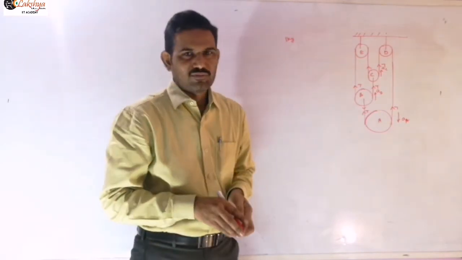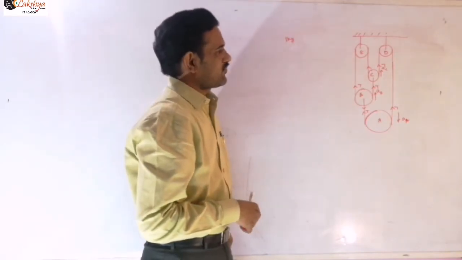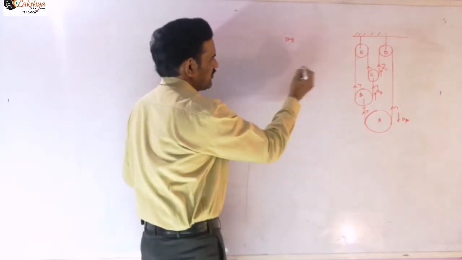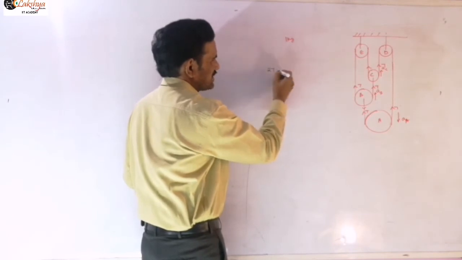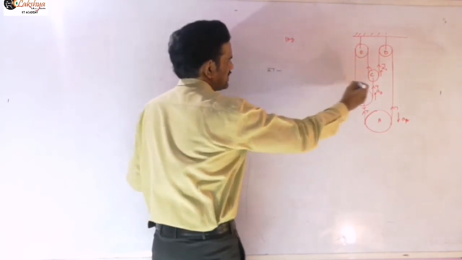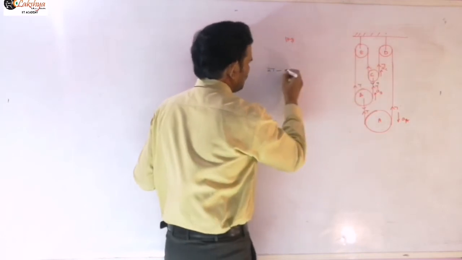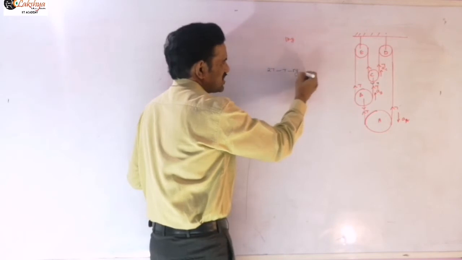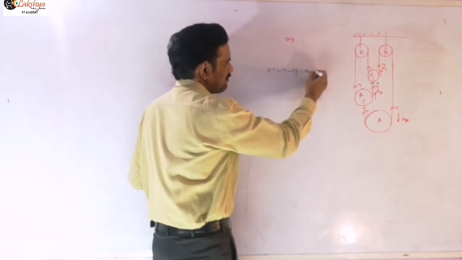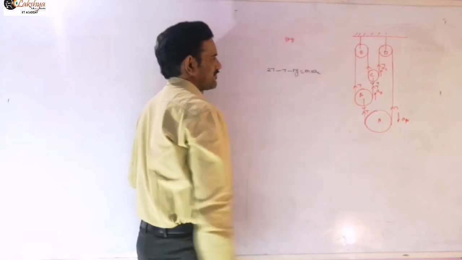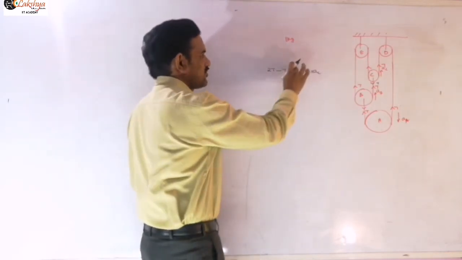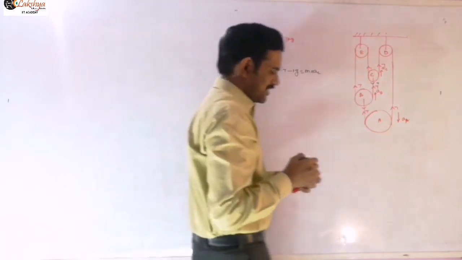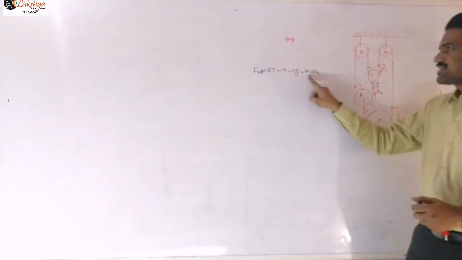Like our previous problem, if you are taking the free body diagram of either C or B, for example this C: 2T upwards, minus 1T in the downward direction, and minus mg, that is 1 into g. This value is equal to m into a, we need to write here. So in this case the net force is not equal to 0. That is the important thing here, because this m is not equal to 0.